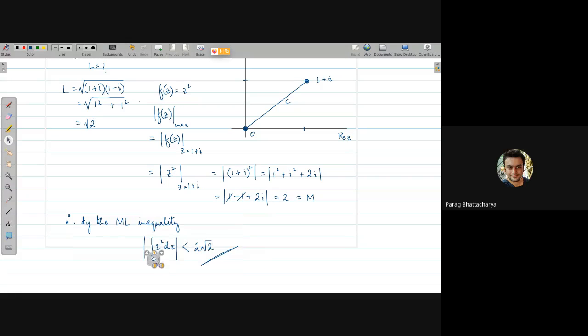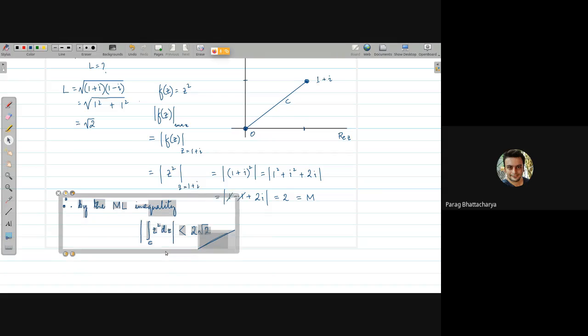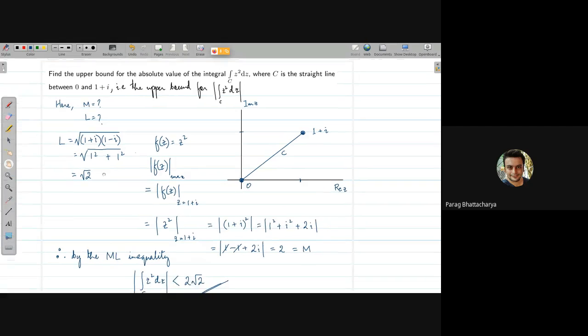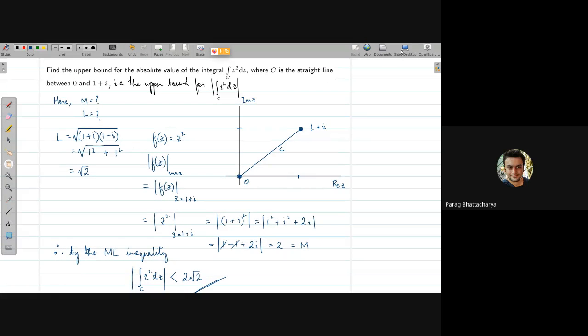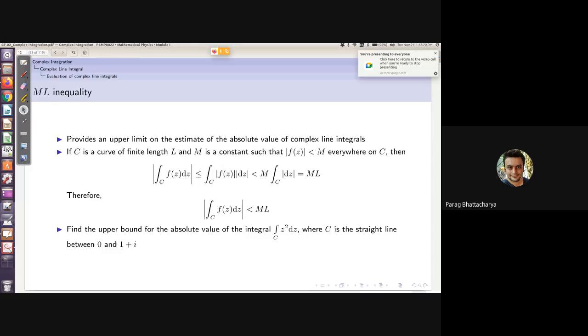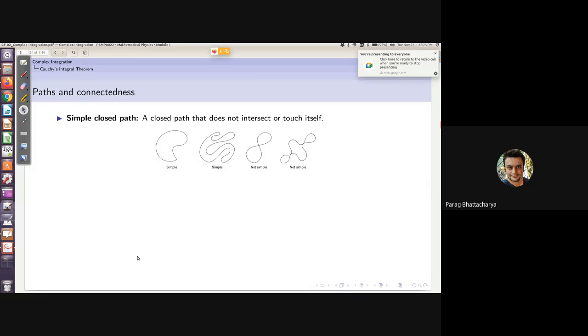This is a very simple problem. Mainly, we don't use the ML inequality for solving problems like this. We use the ML inequality to help us prove some theorem. Next we have paths and connectedness.